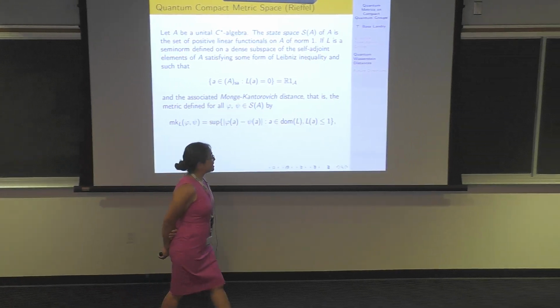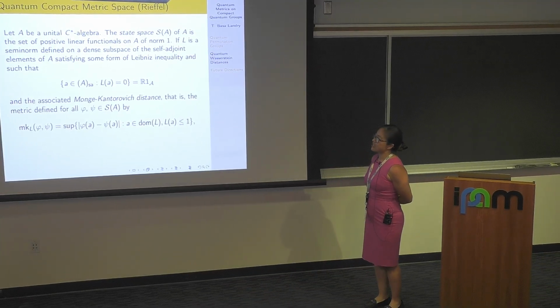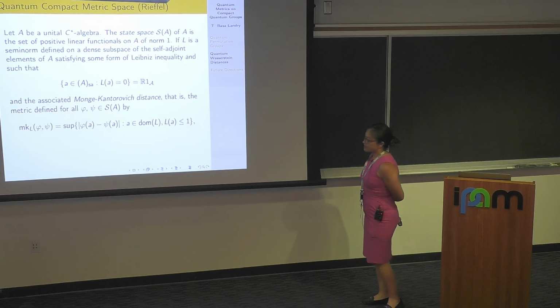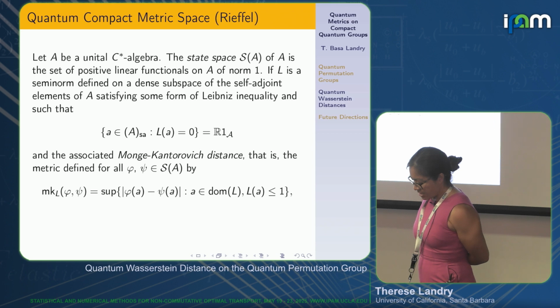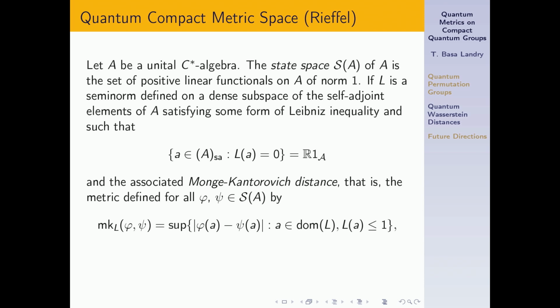So how might we begin to equip quantum permutation groups with quantum metrics? Well, that's where I'll look to the work of Rieffel. So Rieffel started studying and developing quantum analogs of compact metric spaces because he wanted to approximate certain spaces by matrix algebras. And both those spaces and matrix algebras are unital C-star algebras.